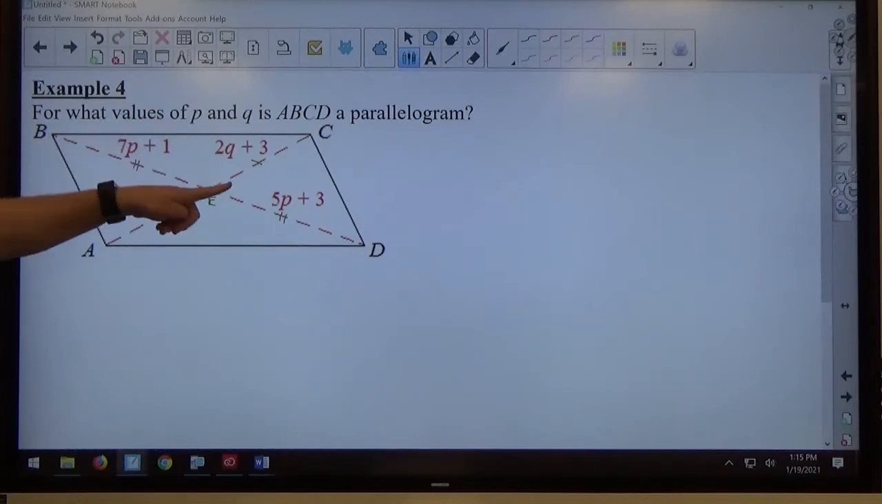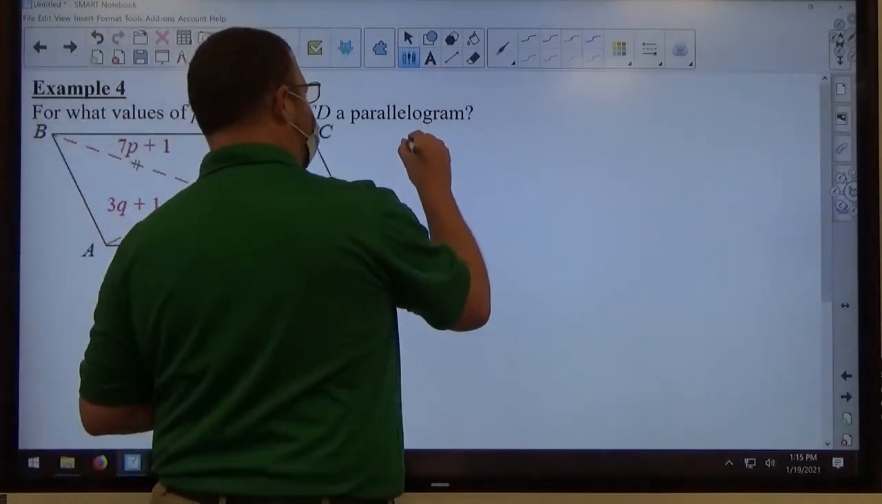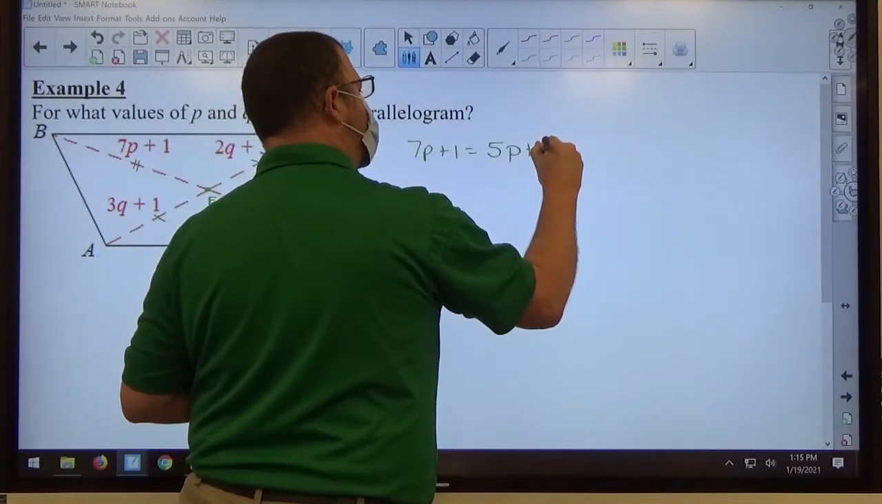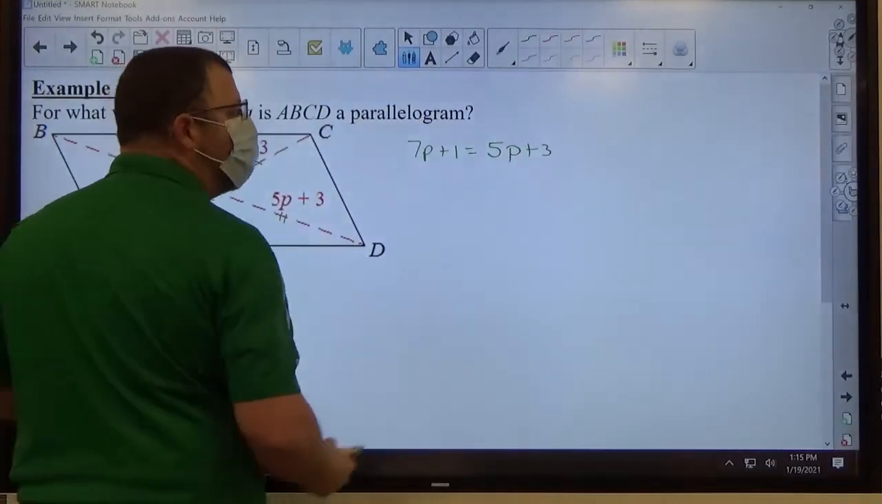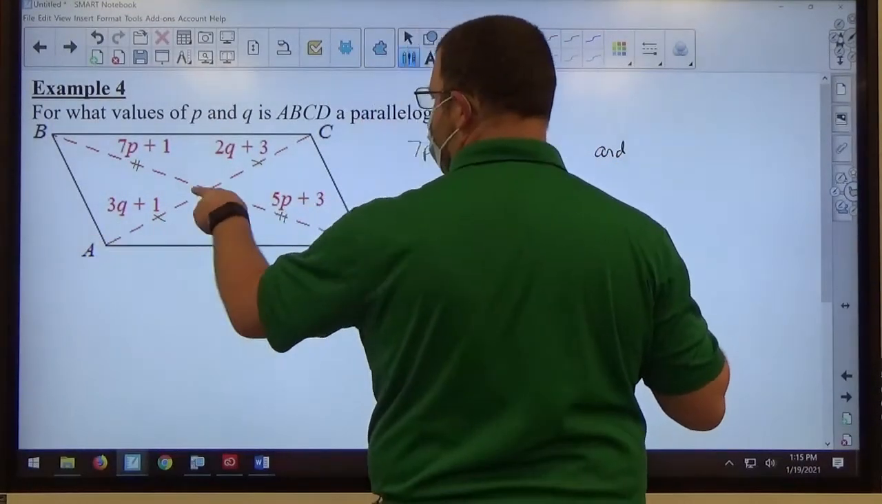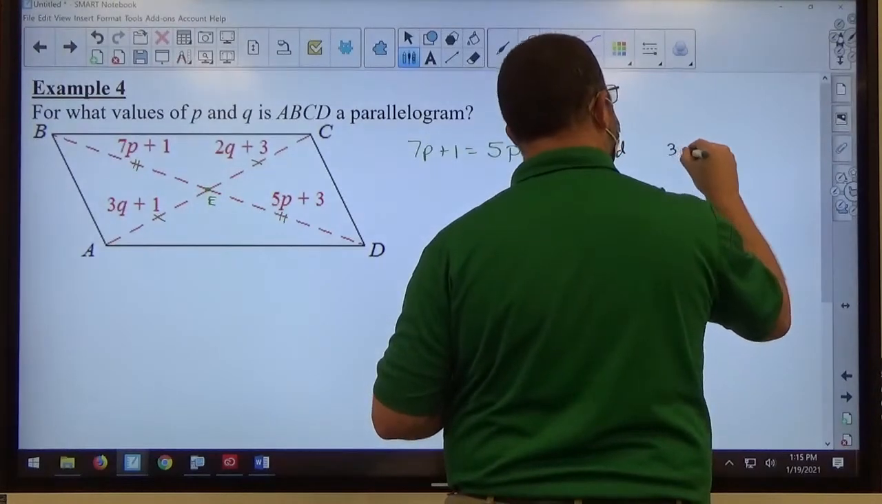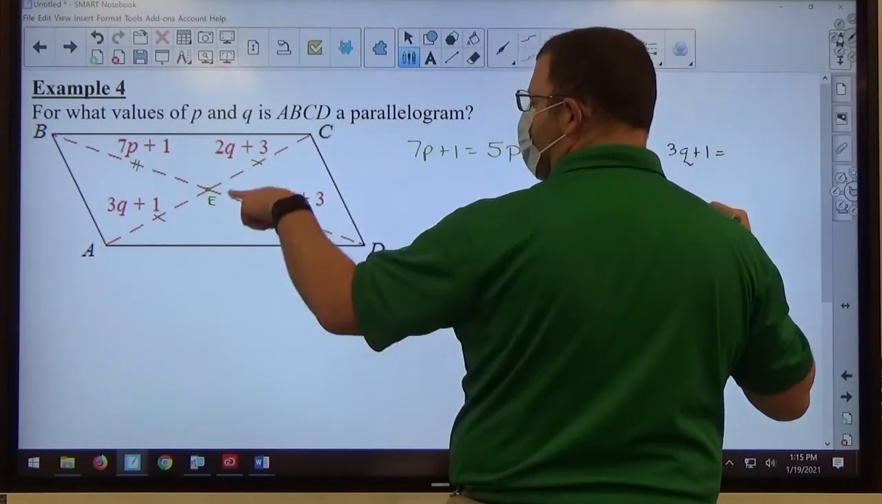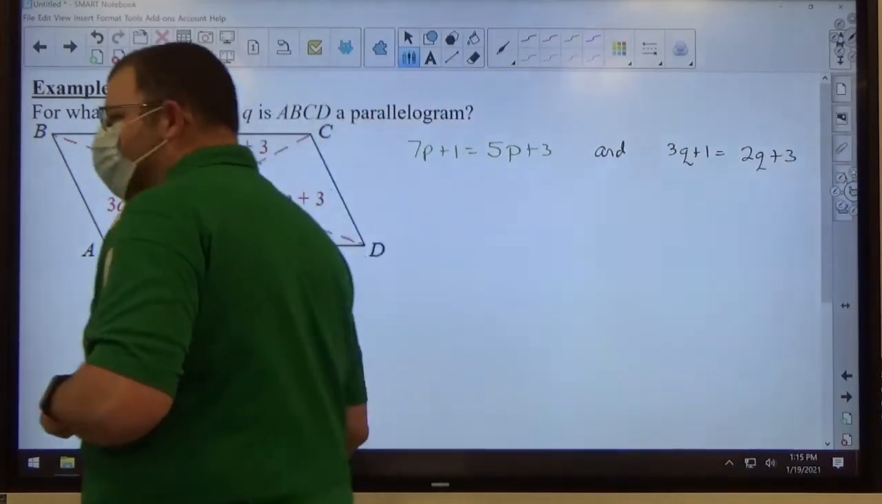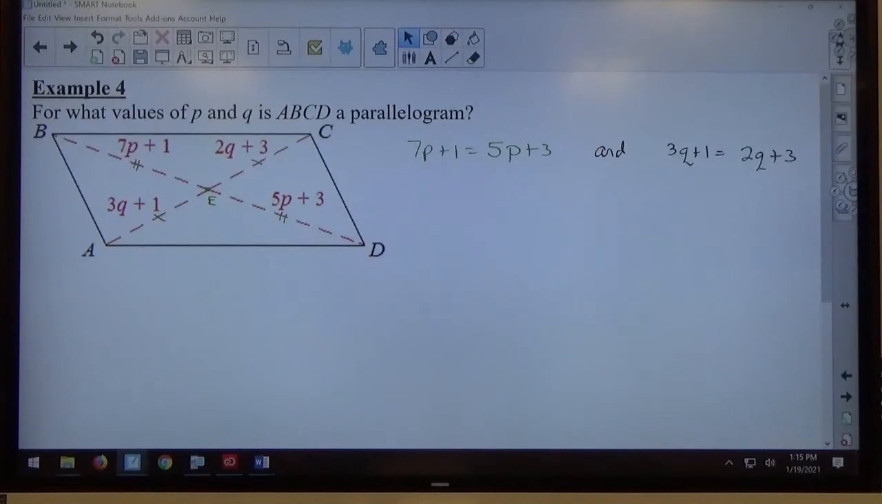So in the case of BE and ED, I want 7P plus 1 to equal 5P plus 3. I need that to be true. I also need, so I'm going to put the word and, I need both of them to be true. I also need AE, which is 3Q plus 1, to be equal to EC, which is 2Q plus 3. If both those things happen, that means the diagonals bisect each other, and the theorem says if the diagonals of a quadrilateral bisect each other, then you have a parallelogram.